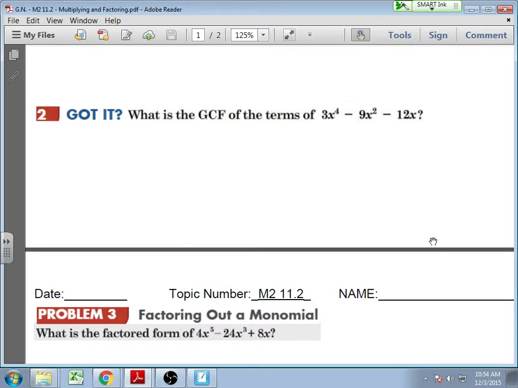3x, right? My lowest index of power is x to the 1st. And then 3 is my lowest value. 9 is divisible by 3. 12 is divisible by 3. It'd be 3x. So then, just for the practice, this would become 3x times, well, 3x to the 4th divided by 3x. Raider, what would you get there?